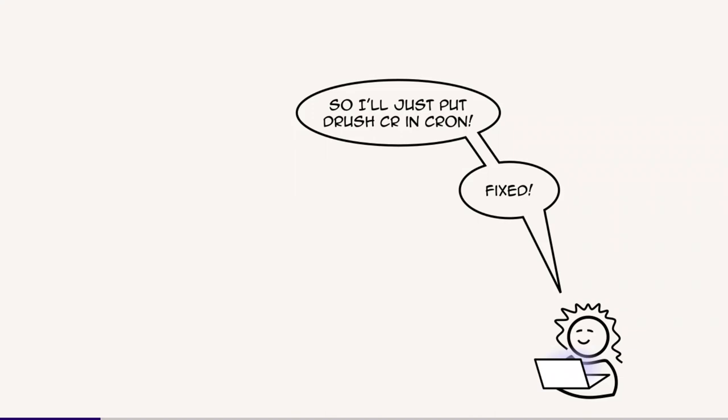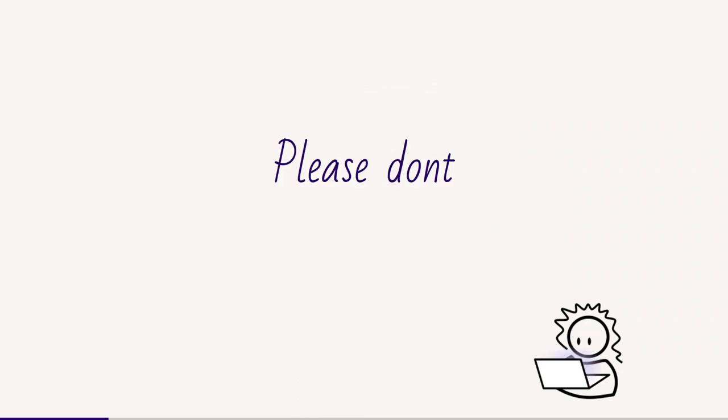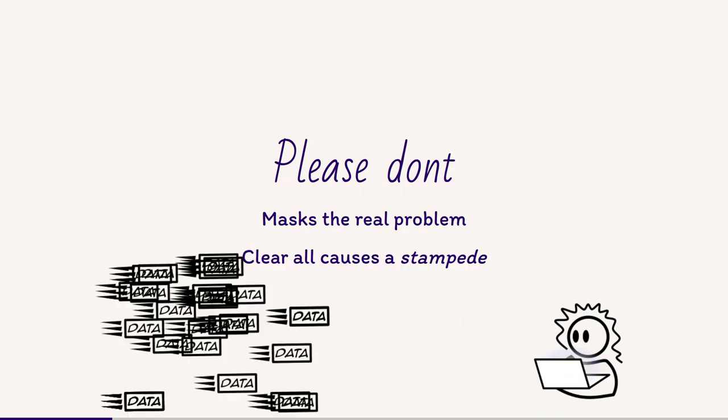So you might think, I'll just put Drush CR in cron and everything will be fixed. Well, not really. No, please don't do this. Because one thing is that it masks the underlying problem. It might actually seem like it fixes the problem, but it is a workaround. It doesn't actually correct the underlying issues with the cache configuration or your application code. But worse than that, you will make your operations people sad because it causes a stampede.